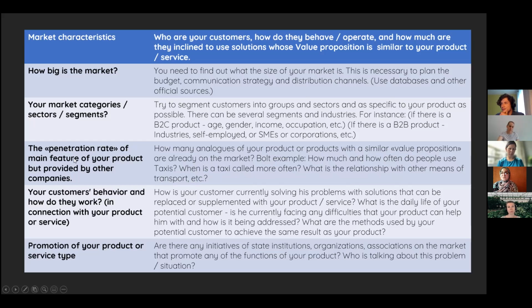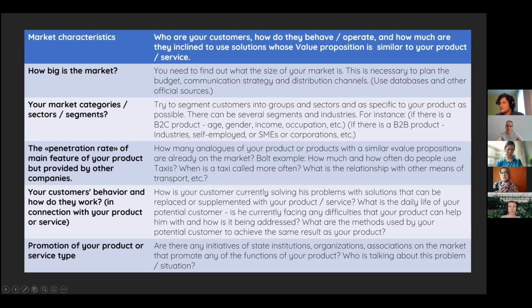Not always is it exactly the same product that is doing something in the market, but basically a similar value that it brings to your customer. So how many people use public transport, and at what times? You already know that this is usually when people are going to and from their jobs. So this could also be important to understand.